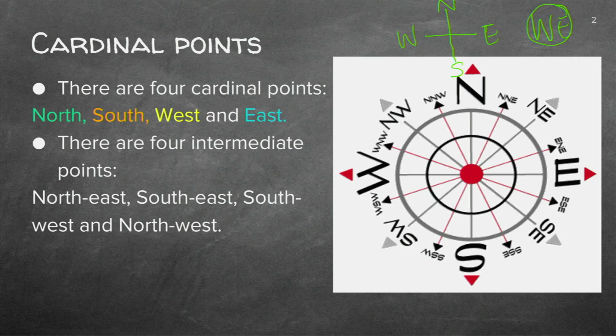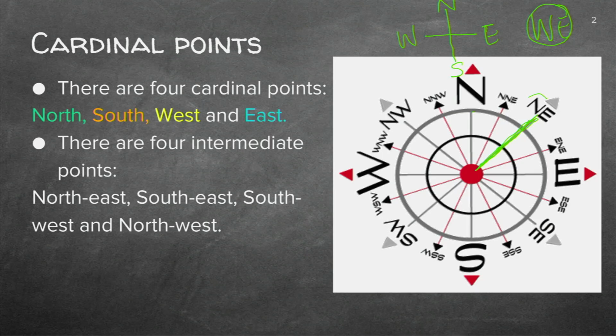Midway between two cardinal points is what we refer to as midway points. An example is your northeast. Halfway between north and east, that direction is called northeast. Remember that it is not called east-north, it is called northeast.